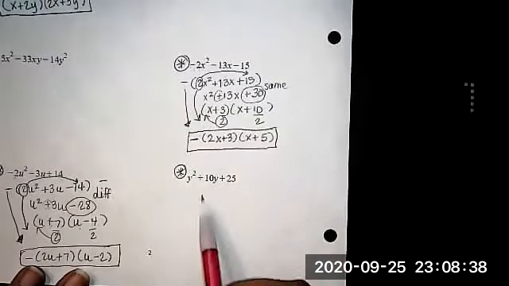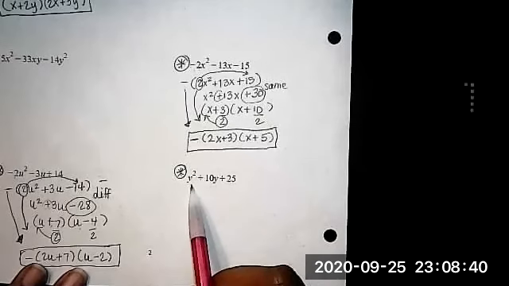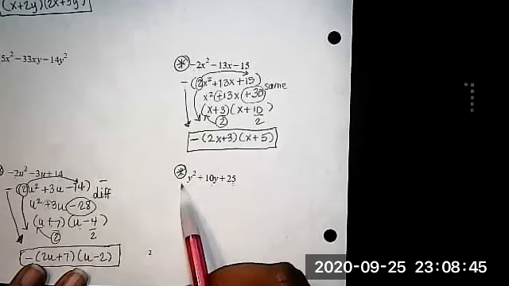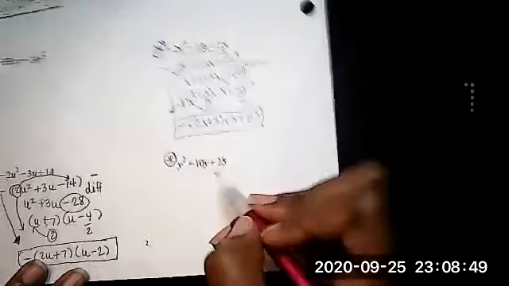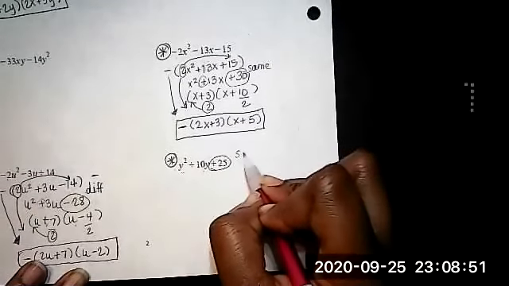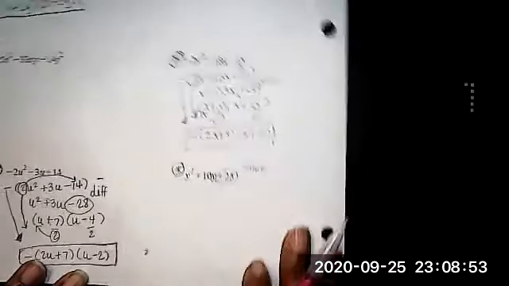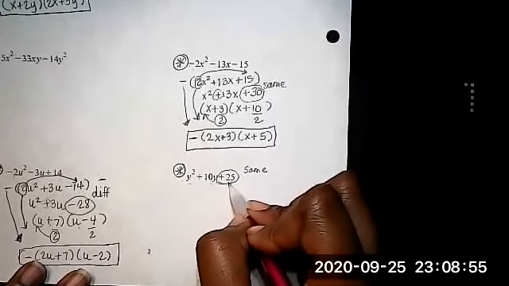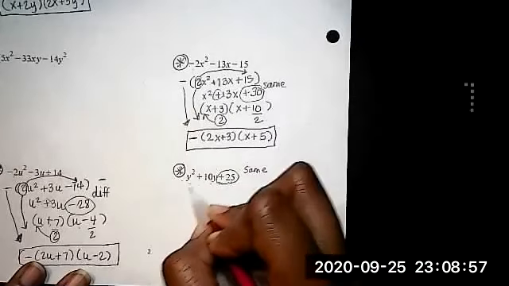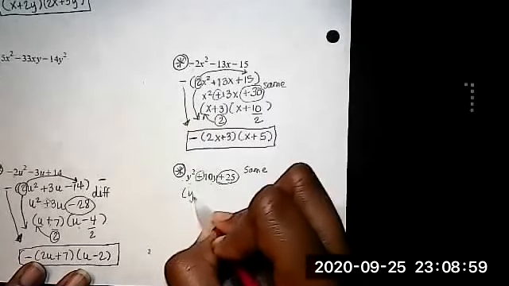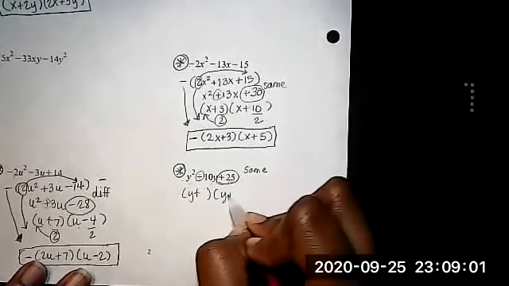First and foremost, can we factor out a greatest common factor? No. It doesn't even have a number up front. Okay. Same or different? Same, because the last number is positive. Same meaning the same sign. These are both the same sign.